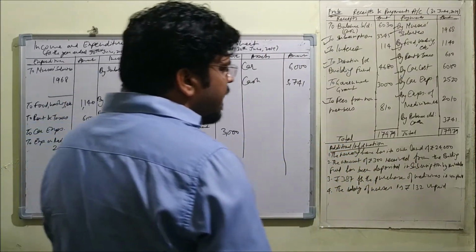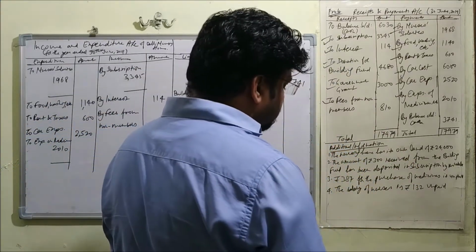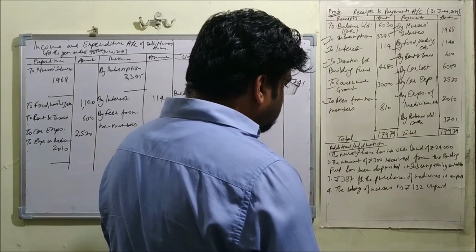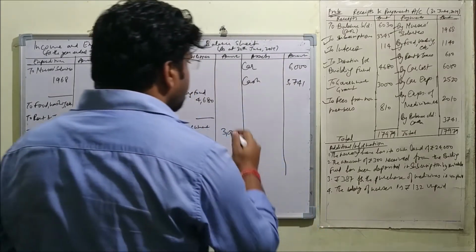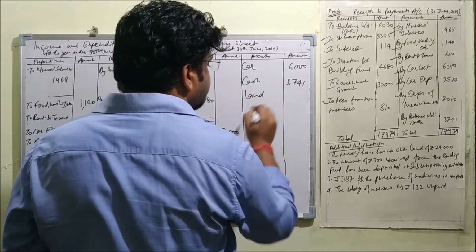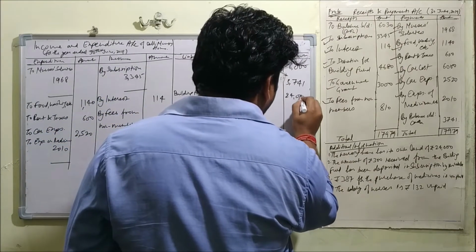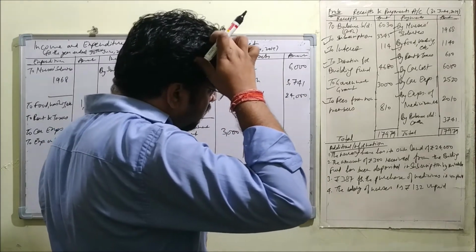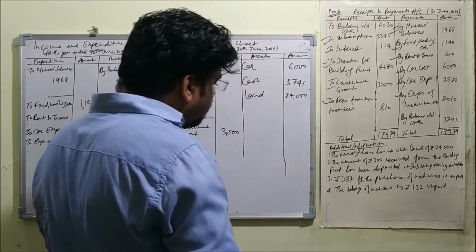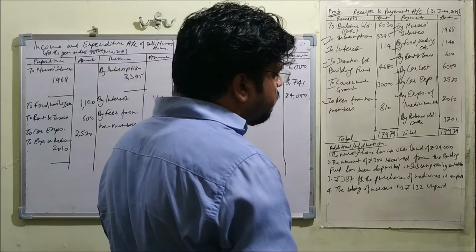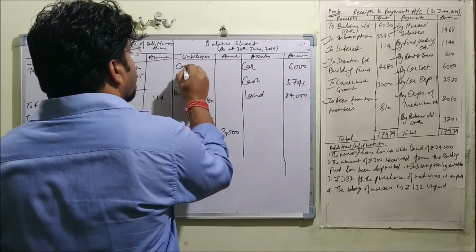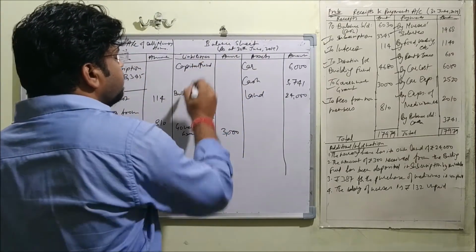The nursing home has its own land. So land has to be mentioned here because land is an asset. That is 24,000. Okay. And you see one important portion is missing from here. And that is what? Capital. Do you find it here?